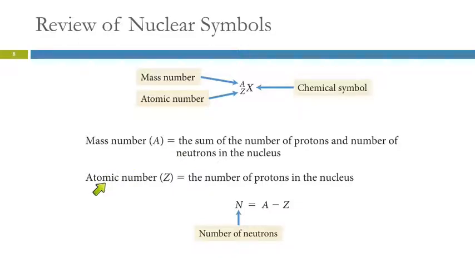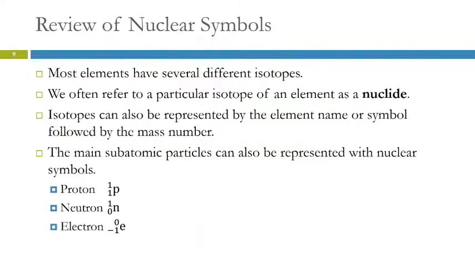So all atoms of the same element will have the same atomic number. They all have the same number of protons, but different isotopes can have different mass numbers. If we're interested in finding the number of neutrons, we can take the mass number and subtract the atomic number and get the number of neutrons. So most elements have several different isotopes, and we often refer to a particular isotope as a nuclide. We can represent isotopes by their nuclear symbols. We can also use the element name or symbol followed by the mass number.